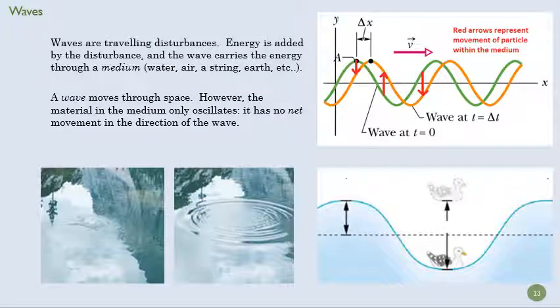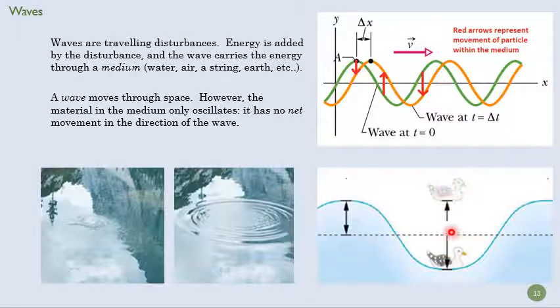So a wave moves through space, but one of the interesting things about a wave is that the material itself does not have any net movement. In other words, as this wave moves from here out here, the water from here is staying there, and the water from here is staying there, and the water from there is staying there. Okay, so you have movement and oscillation, but you don't have any movement in the direction of the wave.